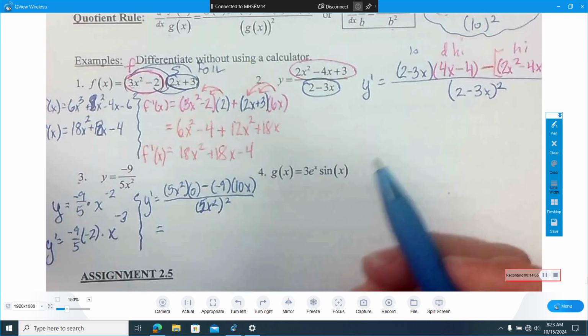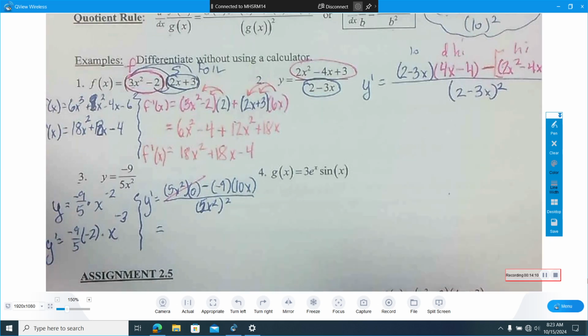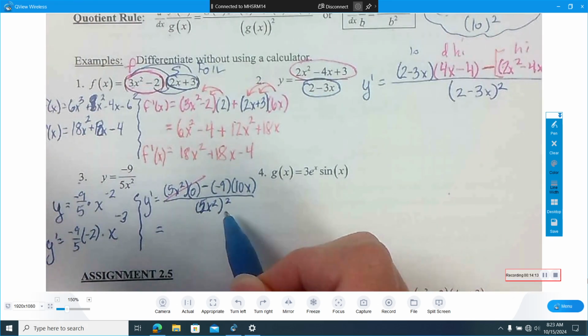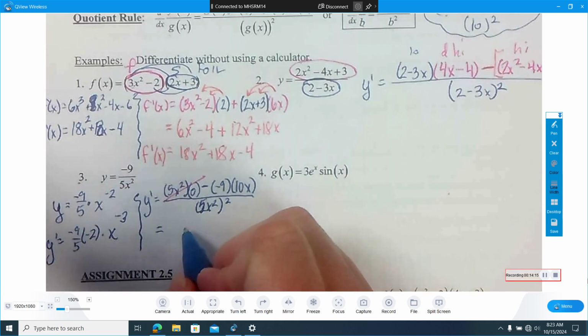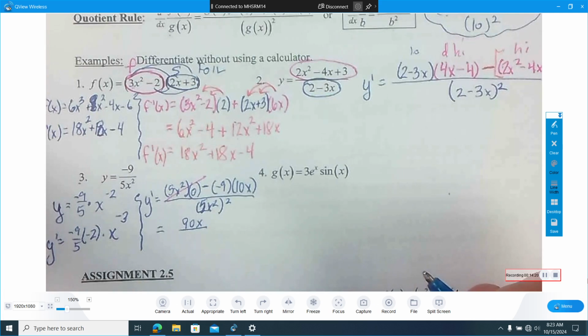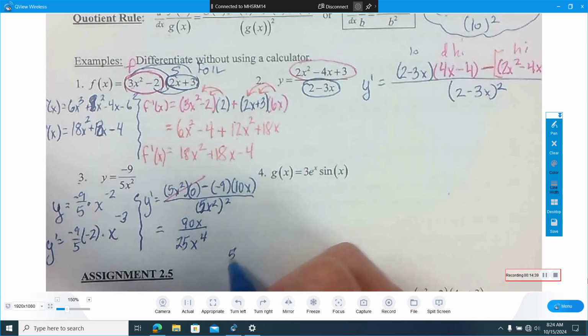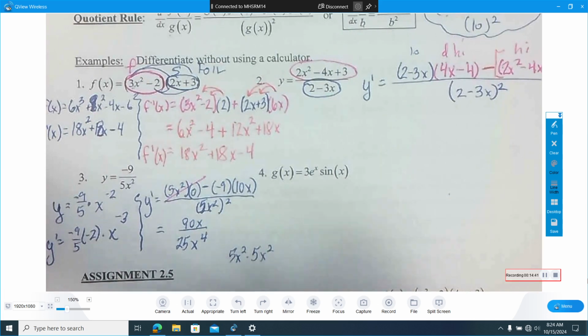If we were to clean this up, 0 times anything is 0, so that term goes away. And then here we have 90x on top. On the bottom, what do we get in the denominator? It's low squared, and so 5x squared quantity squared is what? 25x to the 4th. Remember, this would be 5x squared times 5x squared. So 5 times 5 is 25.